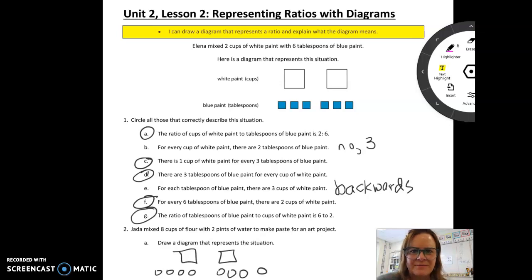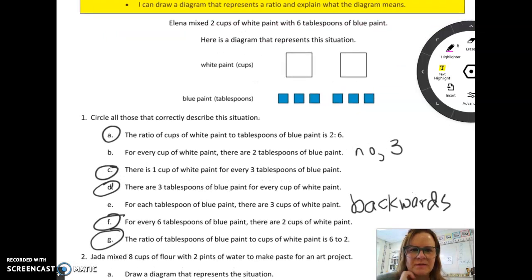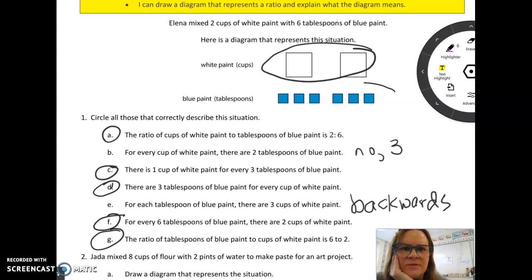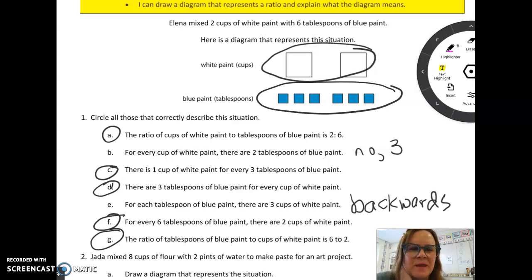So this first one, we have a diagram given to us, and this is a diagram of a paint mixture. Elena has 2 cups of white paint, and she mixes it with 6 tablespoons of blue paint to make kind of a light blue paint color. We have to decide which of these statements correctly describes this situation. The first one does, because it says the ratio of cups of white paint to tablespoons of blue paint is 2 to 6. And that's what we have here. We have 2 whites for every 6 blue.